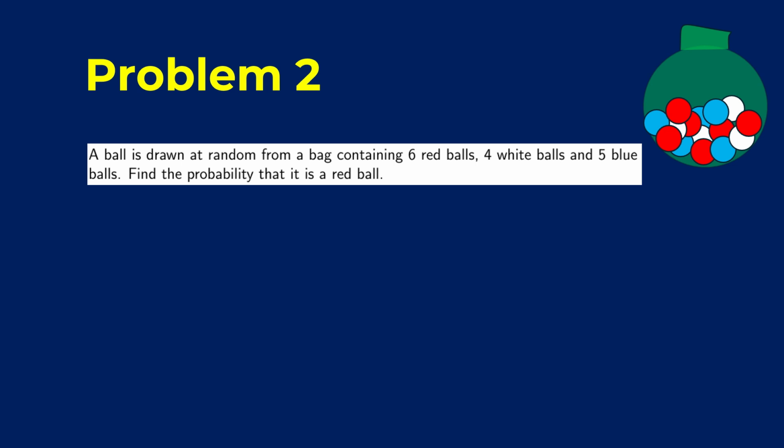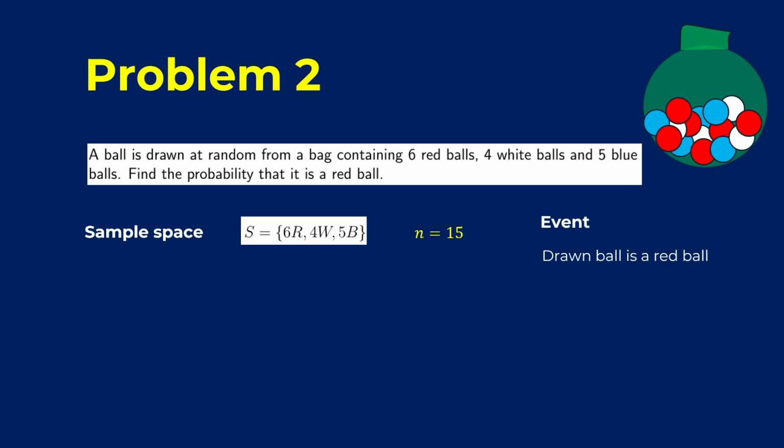Let's first define our sample space. In this case, it is made up of 6 red balls, 4 white balls, and 5 blue balls. So there are 15 balls in our sample space. We are interested in the event that the drawn ball is a red ball.